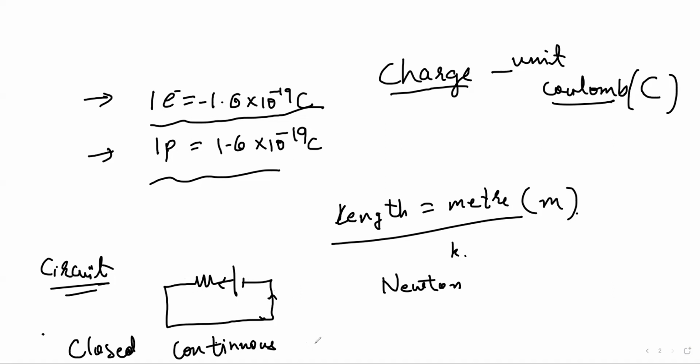Closed continuous path. That is an electric circuit. Now, one more question arises. Then how can we say it is an open circuit or a closed circuit? Sir, if the source of current is cut off, then the bulb won't glow. If the load is working, then it's a closed circuit. Yes, sir.